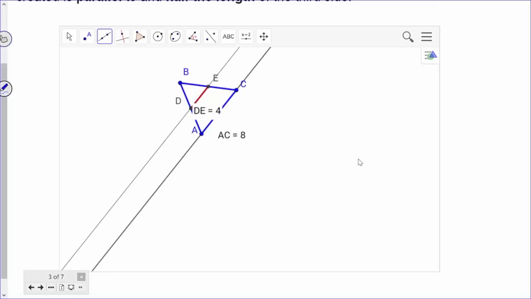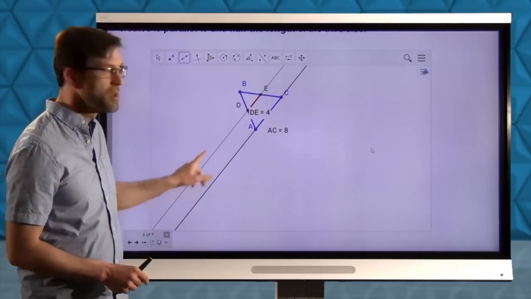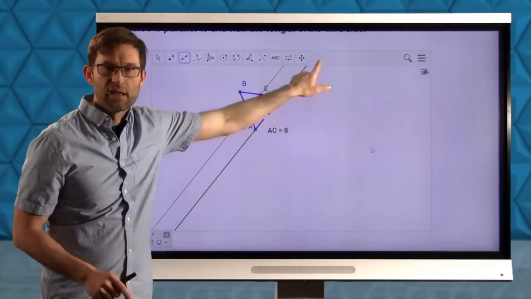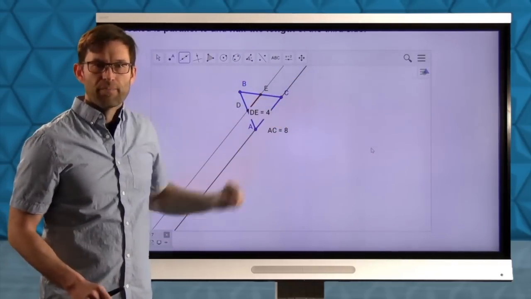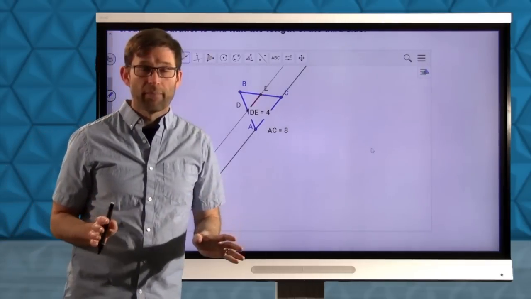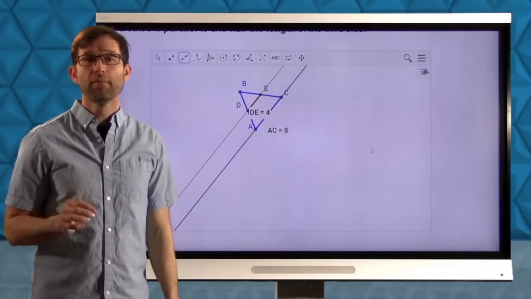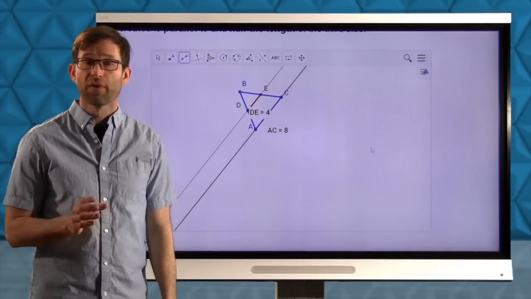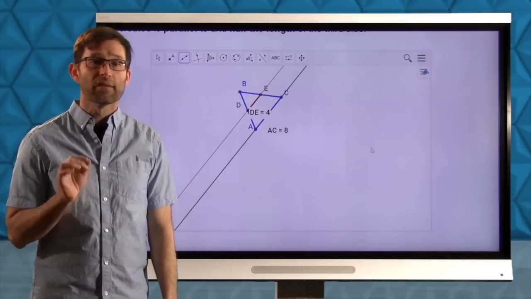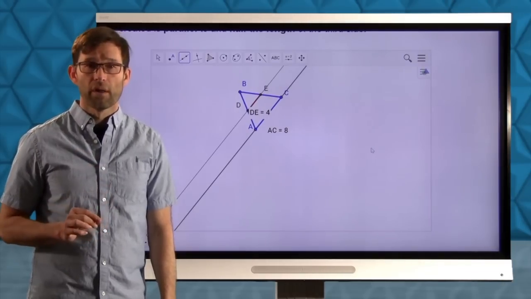And there, I think it's a lot more obvious. Now it's harder to see that half the length business, but here you can really see that parallelism as I make those lines much larger. Okay, so we're now going to take it as a fact that when you connect the midpoints of any two sides with a segment, that segment is half the length of the third side and is parallel to it.